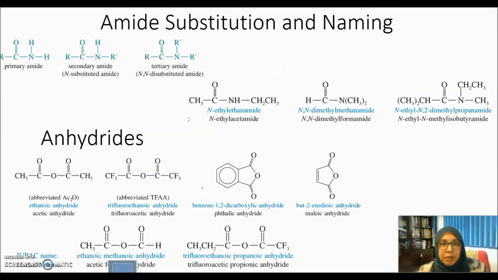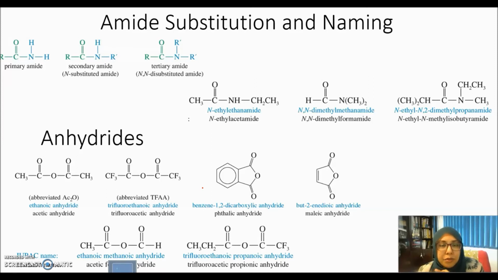So amide substitution and naming. You have like amine. If you go back to amine, we also have different classifications, like this one also. We have primary, secondary, and tertiary. Again, it is very similar, whereby you see where your nitrogen is. If you go back to amine, it's the same thing that I told you. You have nitrogen. How many hydrogens do you have there? If you have 2, then it's primary. If you have none, then it is tertiary.